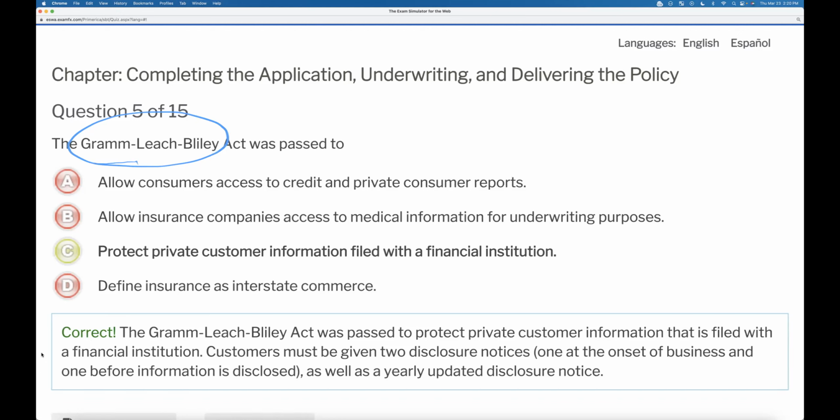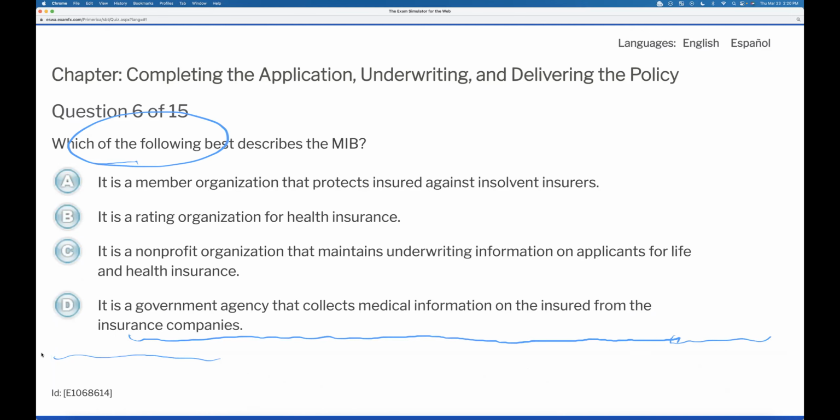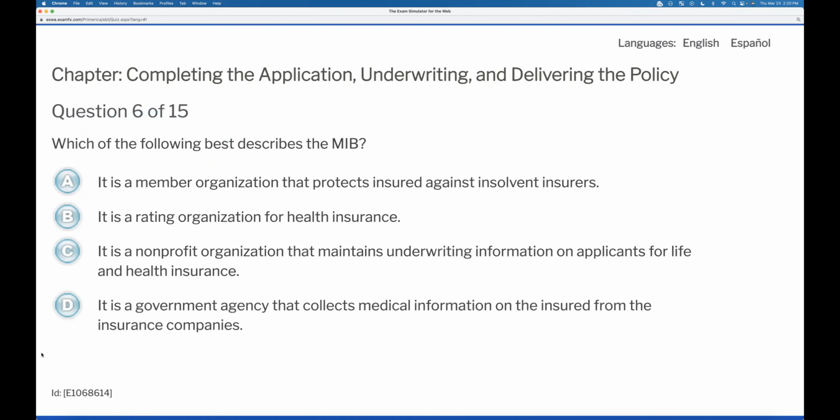So you just have to know the law. It was passed to protect private consumers' information that is filed with a financial institution. That is, it protects your private information. I already answered this before. I cannot remember now. Yeah, you just have to repeat. It stays fresh in your mind if you repeat. Exactly.